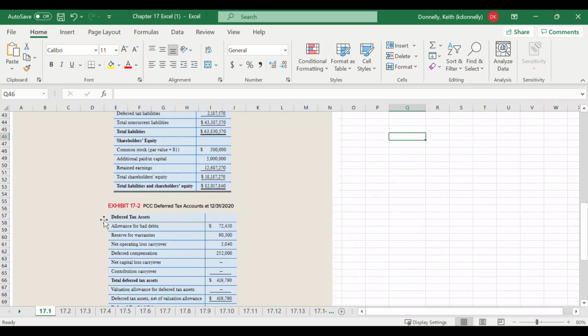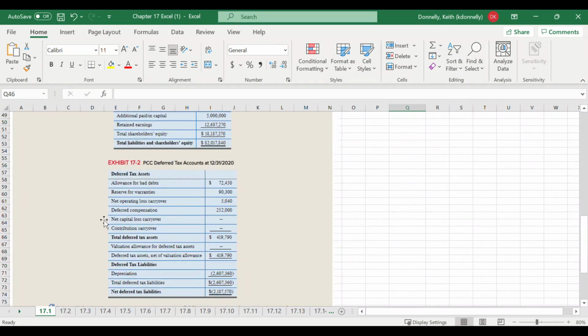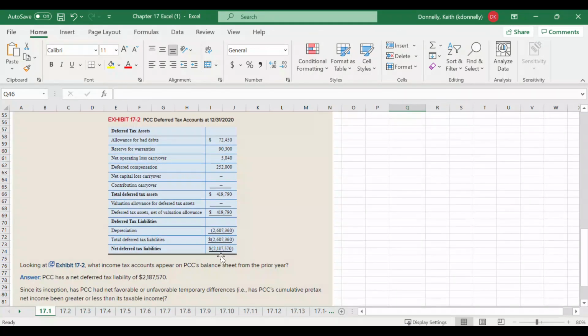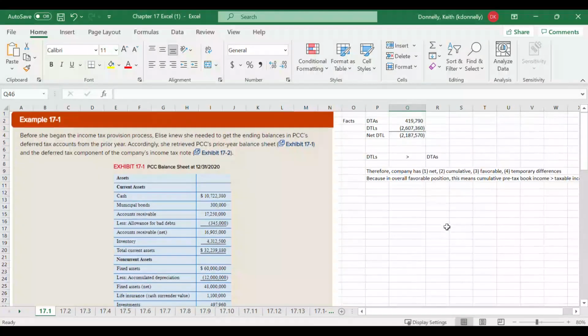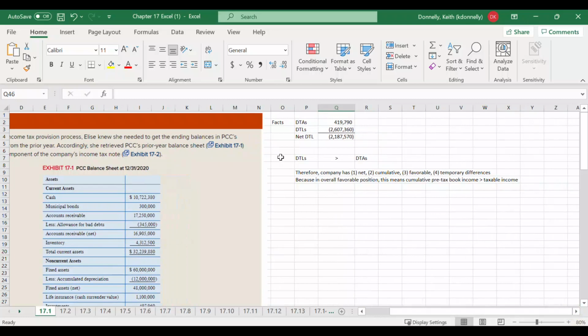And going down, they're showing us our deferred tax accounts at 12/31. So these are basically the deferreds, right? Those things that are going to reverse over time in the future that we have to put on our balance sheet now. Now, it looks like they have some deferred tax assets. They have some deferred tax liabilities. However, when you combine the two, you're at a net deferred tax liability. So in other words, we have more DTLs than DTAs.